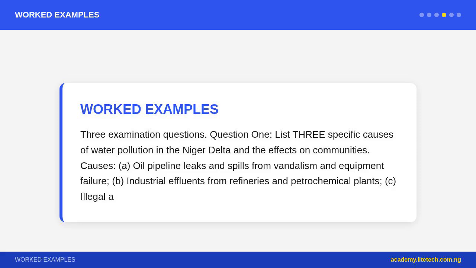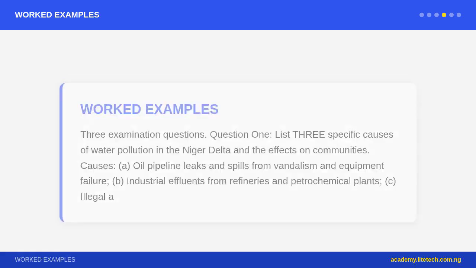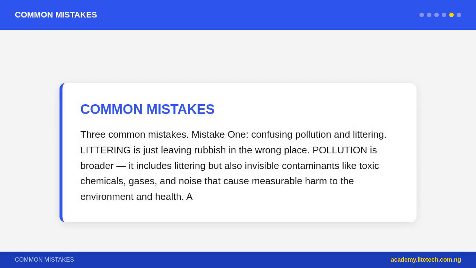Question 2. Explain eutrophication. Eutrophication is the over-enrichment of a water body with nutrients, especially nitrogen and phosphorus from agricultural fertilizer runoff or sewage. This stimulates excessive growth of algae, the algal bloom. The algae cover the water surface, blocking sunlight from submerged plants.